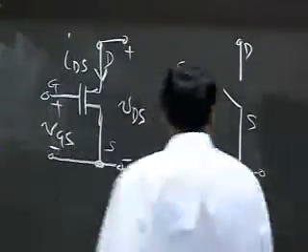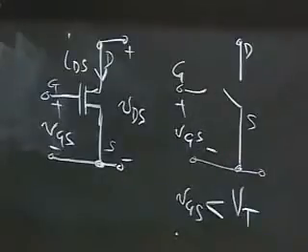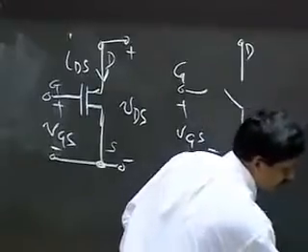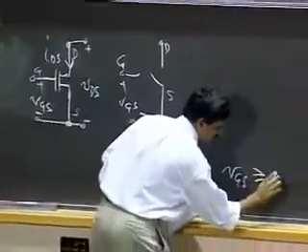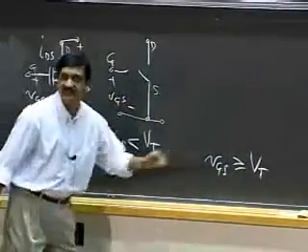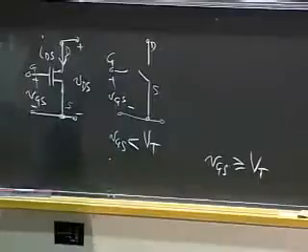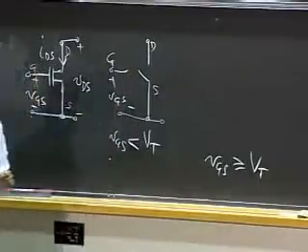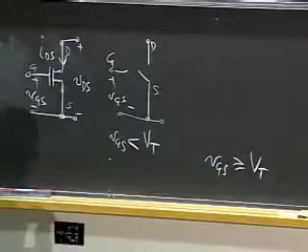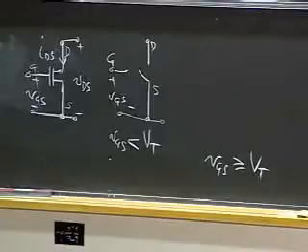However, when VGS is greater than or equal to VT, in the MOSFET behavior we looked at earlier, this behaved like either a short circuit in the simplest form, or in a slightly more detailed form, like a resistor. We call that the SR model of the MOSFET.